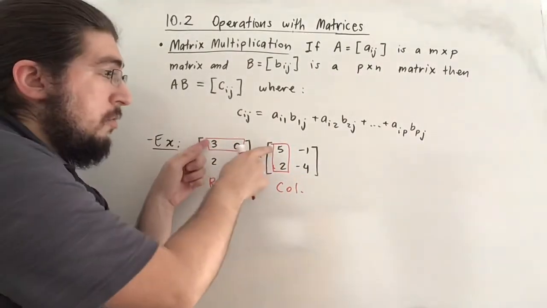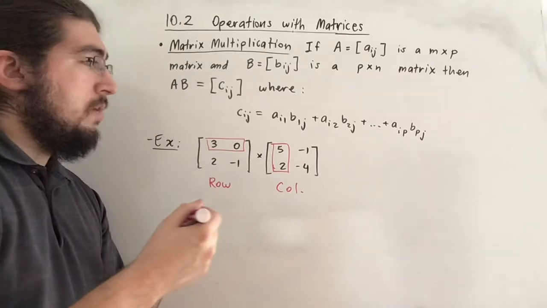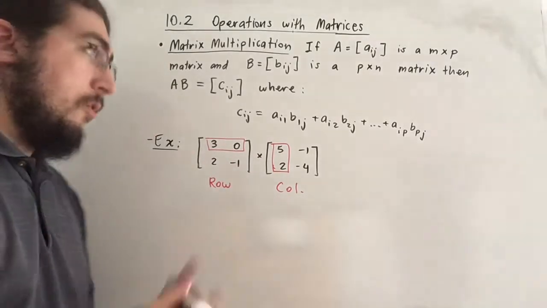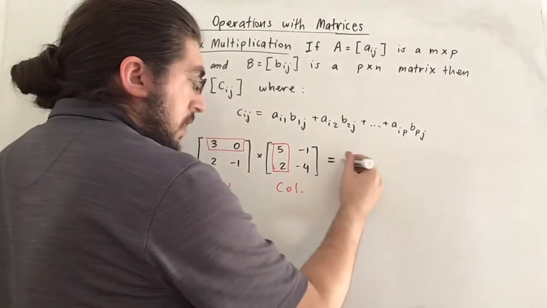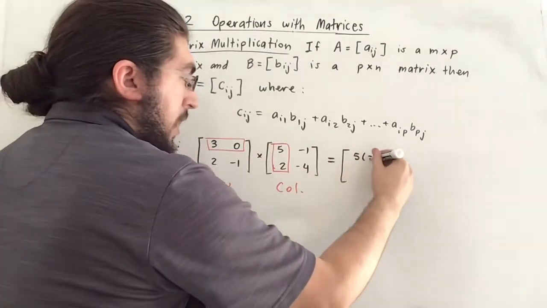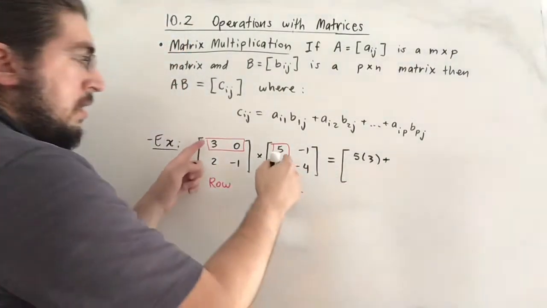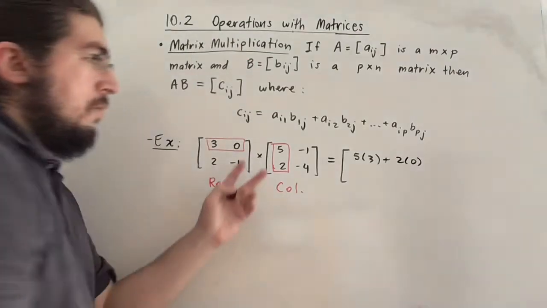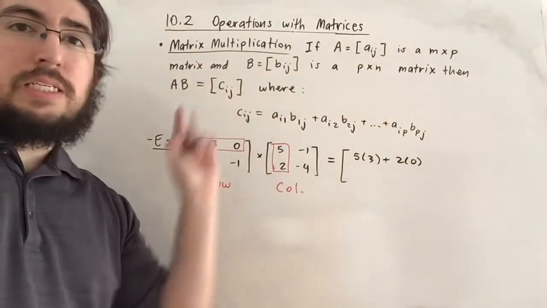and we multiply these pieces entry by entry, so 3 times 5 plus 0 times 2, that will give us the first row, first column result, or I guess entry, for the resulting multiplication. So this is going to be 5 times 3 plus 2 times 0. And really what we're doing here is exactly what this is telling us to do.